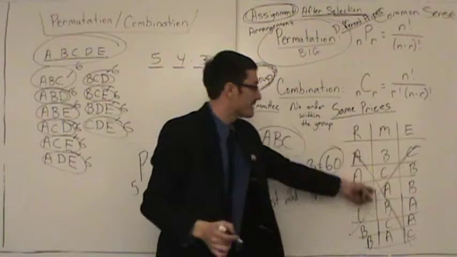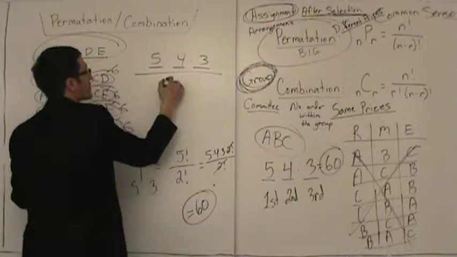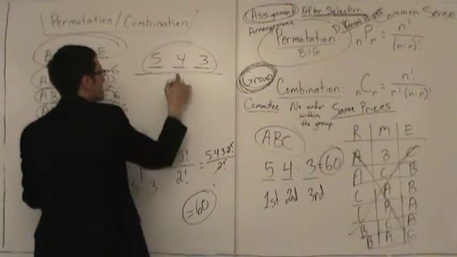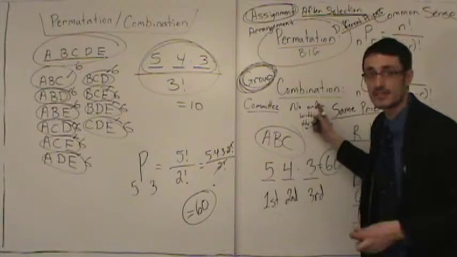There are three people in the group. So we're going to divide by 3 factorial for the number of arrangements in the group. Divide this out. We get 60 divided by 6, which is what? 10. This is harder to see. This is not common sense. Combination is not common sense.